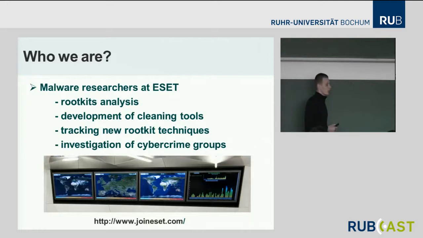So, a few words before we start, who we are and what we are doing here. We are malware researchers at ESET, and we mainly concentrate on analysis of complex threats like rootkits, bootkits, and things like that. We develop cleaning tools and tools for forensic analysis. We also constantly track new emerging rootkit techniques which appear in the wild and as proofs of concept. And we investigate cybercrime groups as well. If you are interested in joining our team, you can get further directions by following this link.